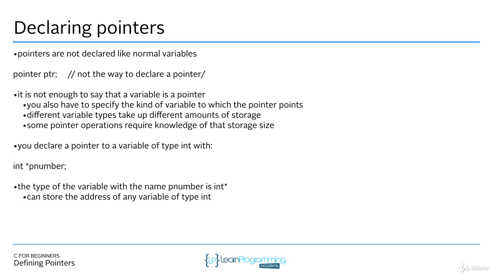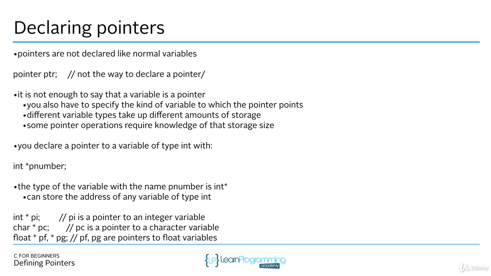A pointer stores addresses. So if you're going to store the address of another variable, that variable has to be defined as an integer type. So here, pi is pointing to an integer variable. char *pc is pointing to a character variable. float *pf and *pg are pointers to float variables. That's how you define them.